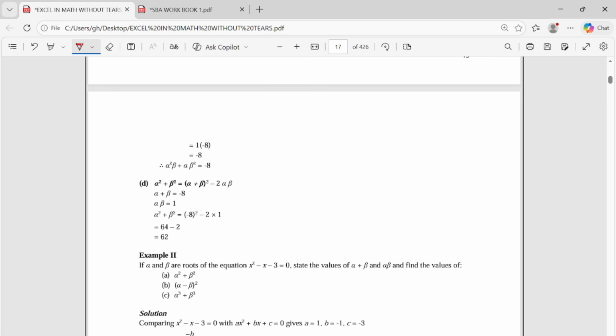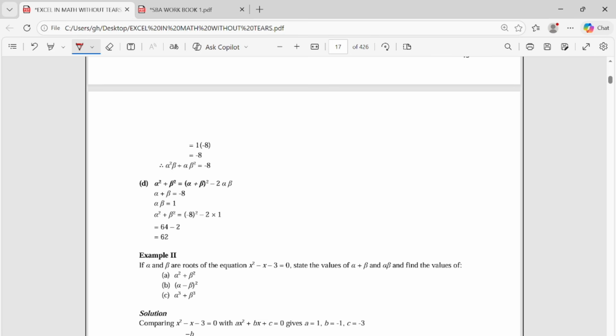So now, let us proceed. Let us finalize with our part D. So for part D, we are told to find alpha squared plus beta squared. And then alpha squared plus beta squared, you already know the expansion for that. So you just need to bring it out. So it will be alpha plus beta squared minus 2 alpha beta, and then you try to substitute for your alpha beta.